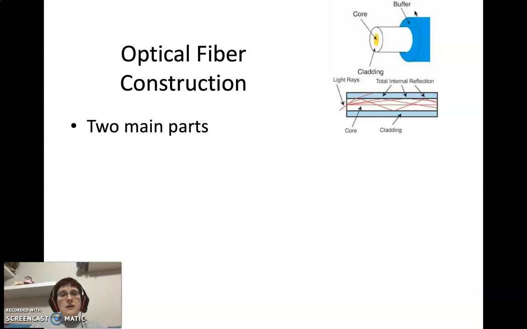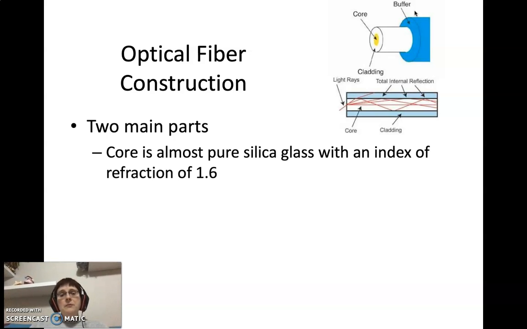The construction of a fiber optic cable is basically two main parts. Obviously, they're a little more complicated than this. The core is what we saw in that picture before, and you see the diagram up here. The core is this yellow section, and it's almost pure silica glass. This is why fiber optic cables are kind of delicate, because they have a core of glass, and it has an index of refraction of 1.6. The number isn't really important, but it's to compare to something else.